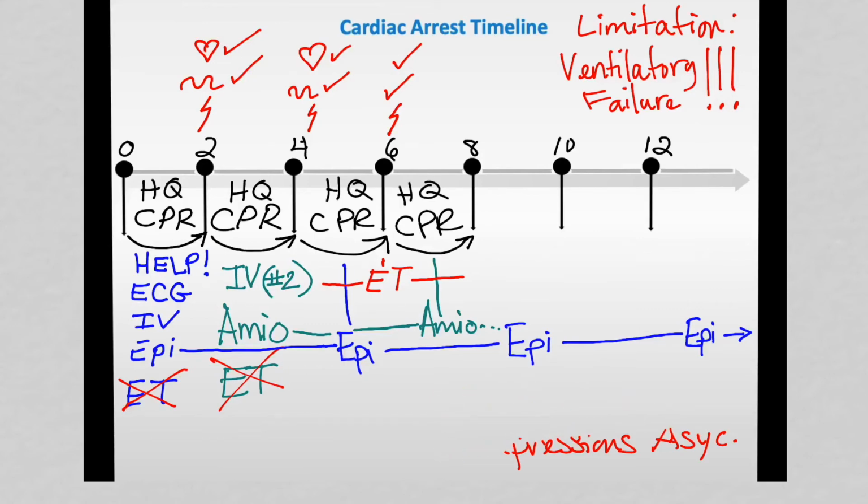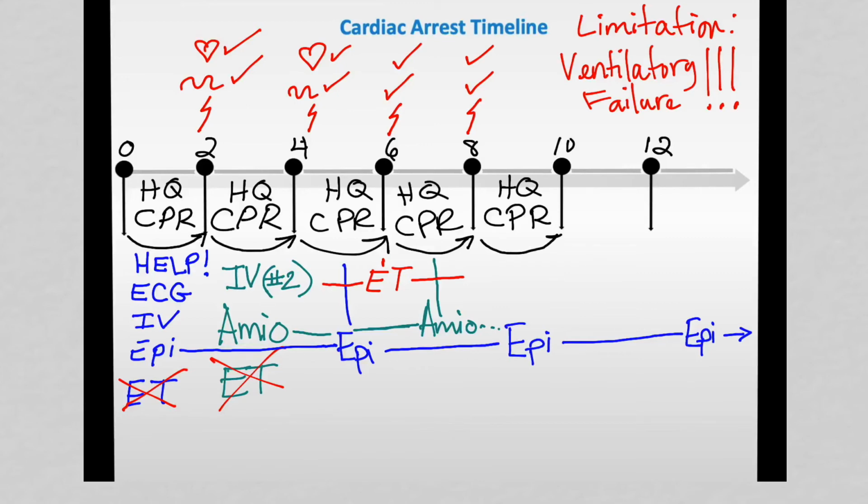In 5, 4, 3, 2, 1, stop CPR. We're going to do our pulse check. We're going to do our rhythm check, and we're going to defibrillate if a defibrillation is indicated. And then we don't care if they have a pulse. We don't care if their rhythm comes back. We just immediately launch into high-quality CPR, and that puts us into our next window of time.